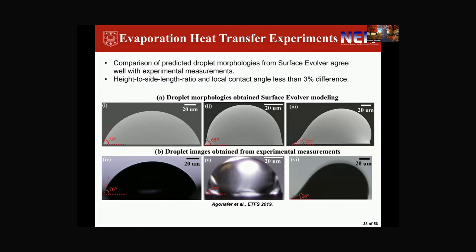And here is a comparison of our droplet morphologies using Surface Evolver, which agreed well with our experimental measurements. Again, we see that the differences in height to side length ratio and local contact angles between what we predicted from Surface Evolver and our experiments were less than 3%.